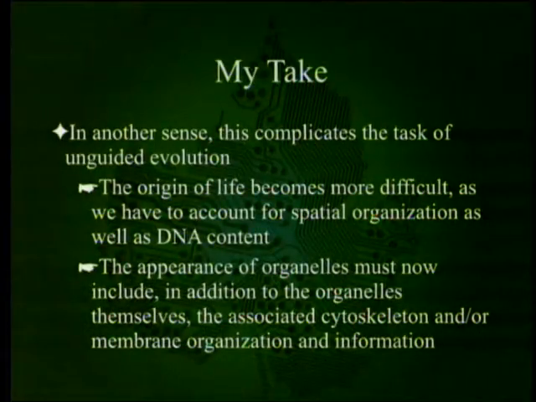The appearance of organelles also, that is, if you're going from, let's say, prokaryotes to eukaryotes, and now you have a nucleus, or perhaps a Golgi apparatus or something like that, the appearance of those kinds of organelles must now include, in addition to the organelles themselves, the associated cytoskeleton and/or membrane organization and information. So it's not just enough to have a little extra DNA. You have to actually have something that somehow creates the underlying organization itself.